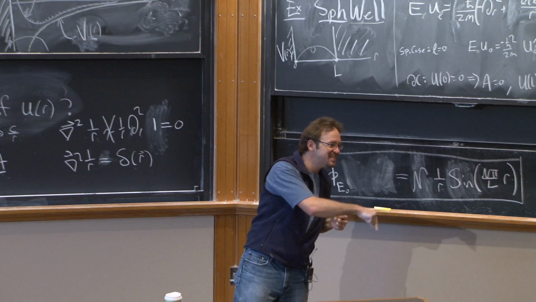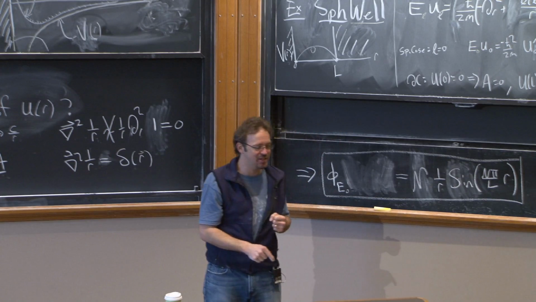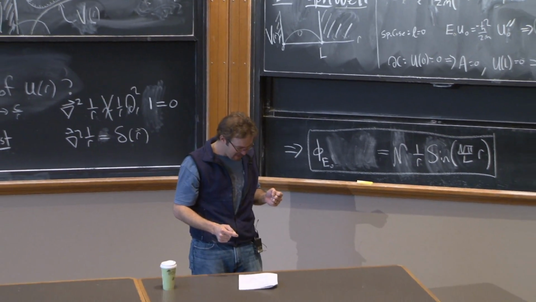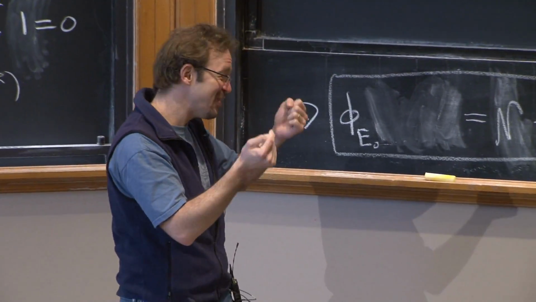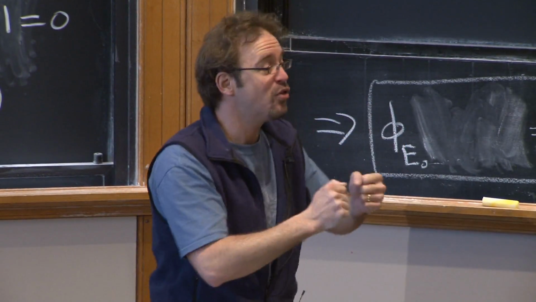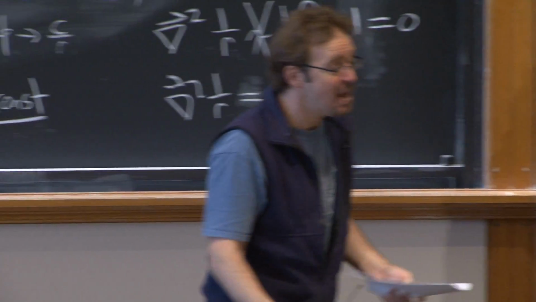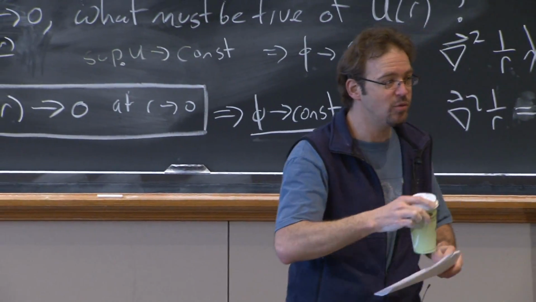OK, so the origin is special when you have a central potential. That's where the proton is, right? Right, OK. So there is something special about the origin, and the wave function doesn't vanish there even if u does. It may vanish there, but it doesn't necessarily have to. And we'll see that in a minute.